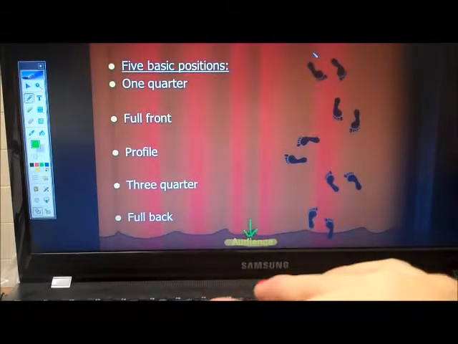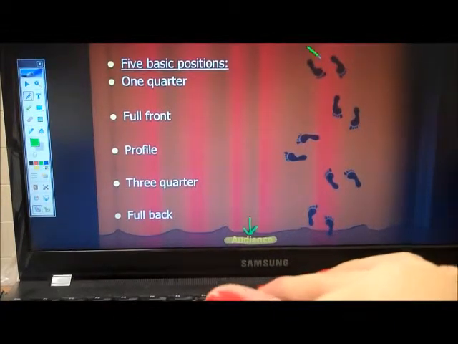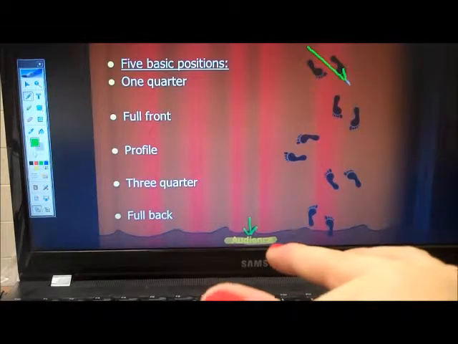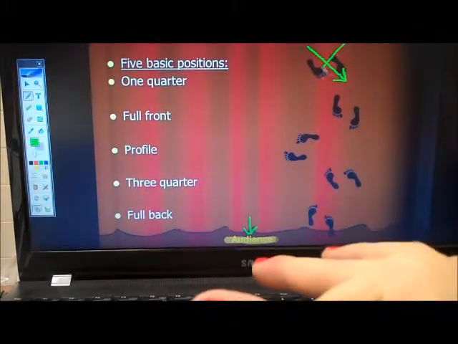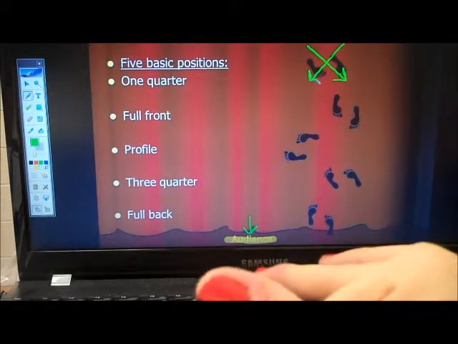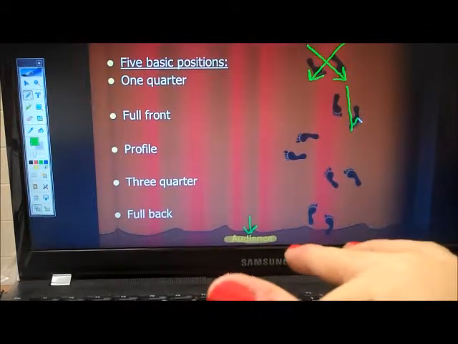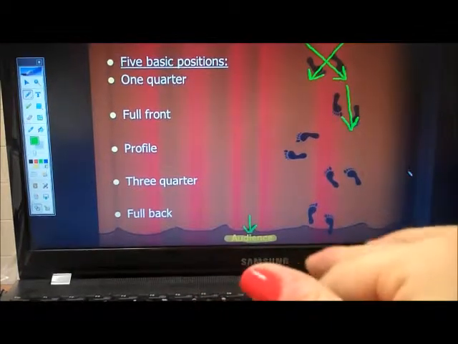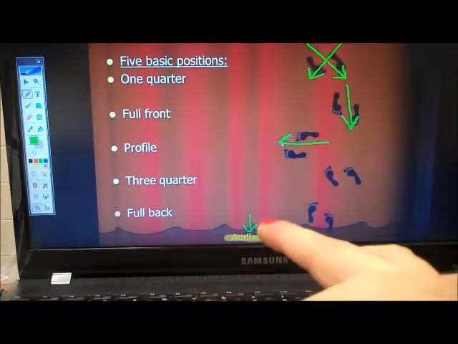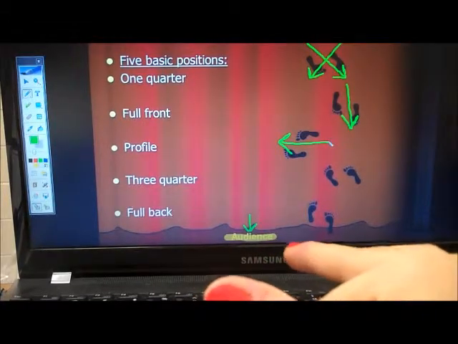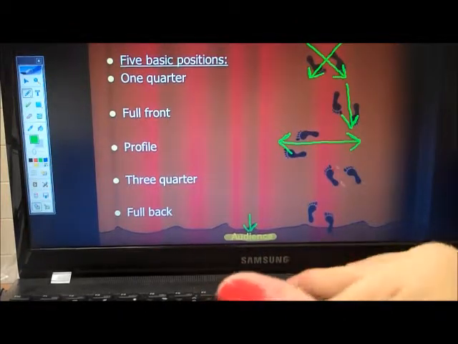So if an actor is in 1/4 body position turn, then they could either be facing that angle, which is the angle that those footprints are, or they could be facing 1/4 this way. Full front, the actor is only facing one direction, and it's going to be straight down facing the audience. Profile could either be the direction of these footprints, which is towards stage right, or it could also be in this direction facing stage left, but the actor's body would be completely profile.